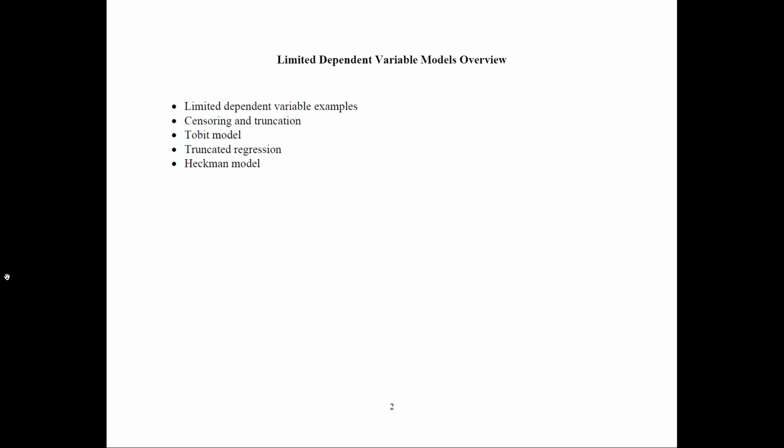As a brief overview of this presentation, first I will give a few examples of limited dependent variables. Then I will talk about censoring and truncation and their properties, and we'll give a few examples. And then we will talk specifically about the Tobit model, including the coefficients and marginal effects. We will talk also about the truncated regression model, and we will finish up with the Heckman selection model.